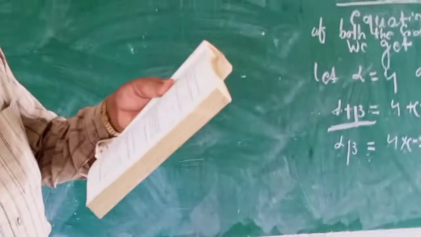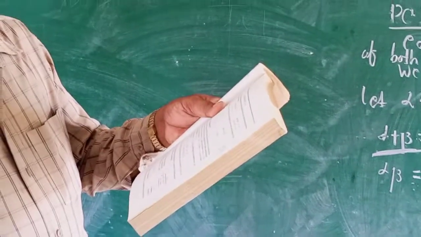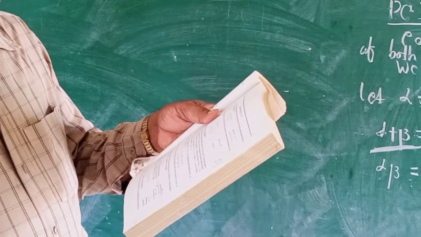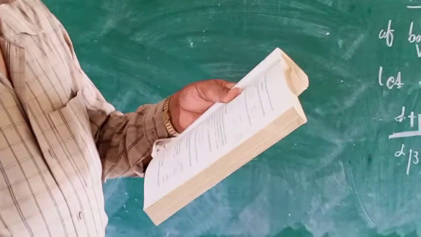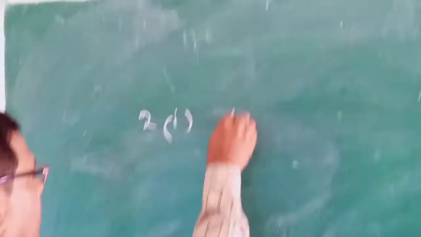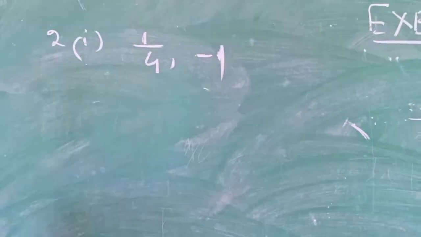Find a quadratic polynomial, each with the given numbers as the sum and product of its zeros respectively. Question number 2, question number 1, given 1 by 4 comma minus 1.